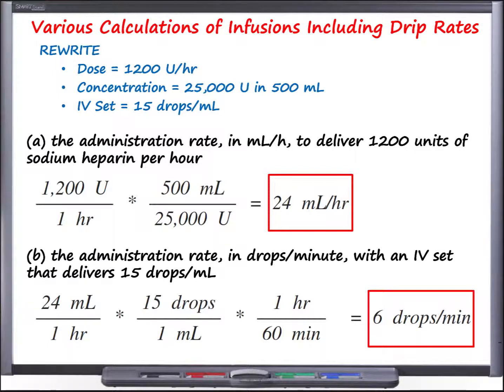And if you do that math, 24 times 15 divided by 60, you can see that the final value would be 6 drops per minute. So essentially, 6 drops per minute using a set that has a calibration of 15 drops per mil is the same as administering that fluid at 24 milliliters per hour, and those are the answers to this question.